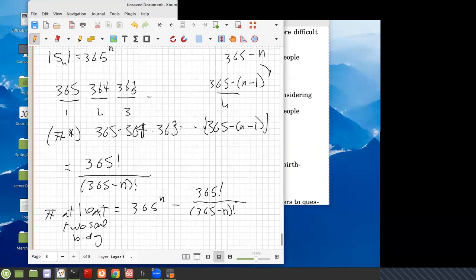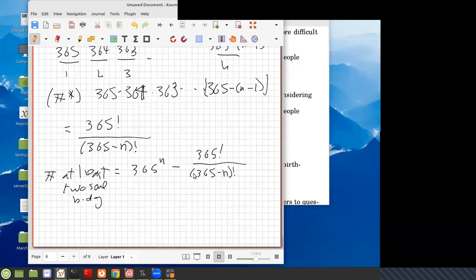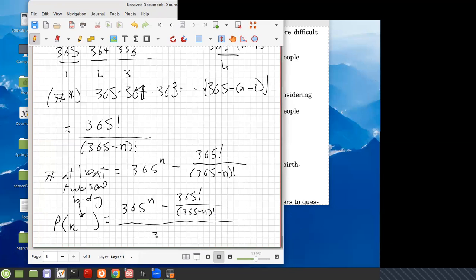Okay, well, that's the counting problem, and we actually want to know the probability that this happens for n people. That's going to equal 365 to the n minus 365 factorial over 365 minus n factorial, divided by the sample space size, which is 365 to the n.